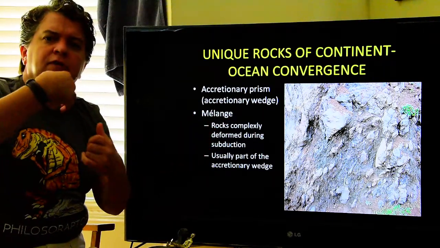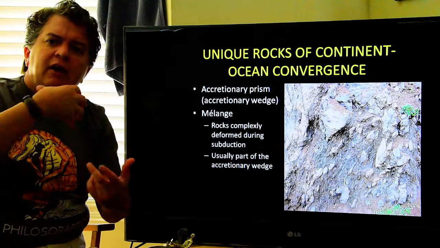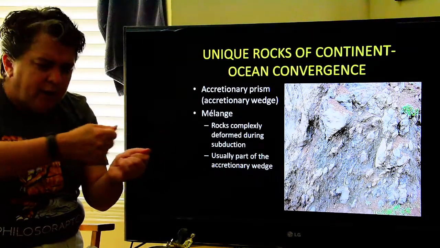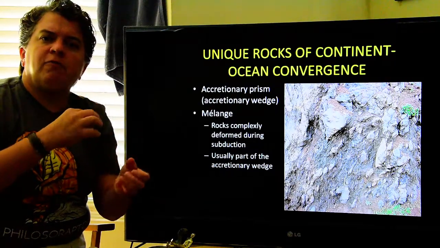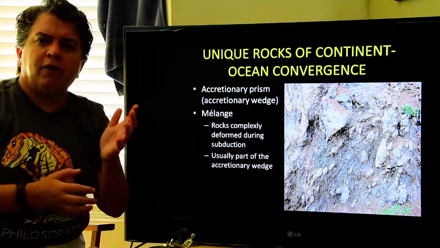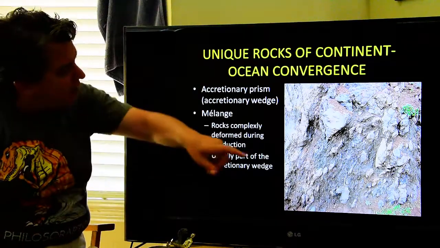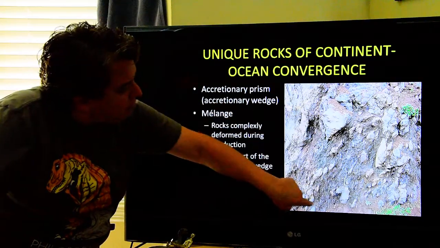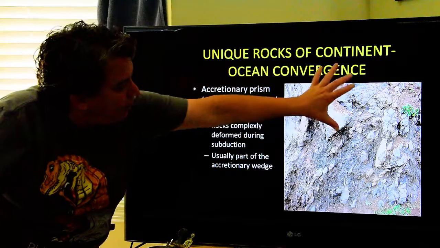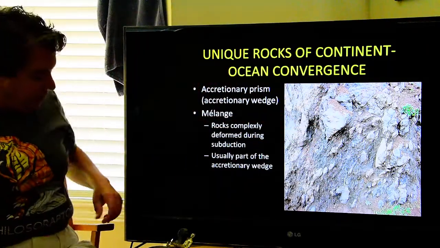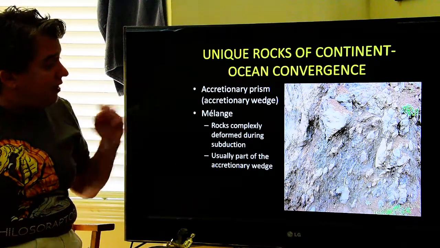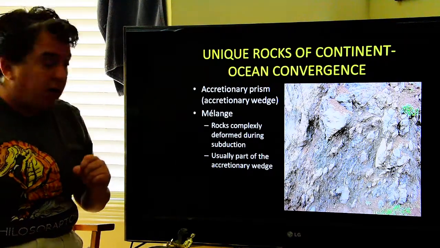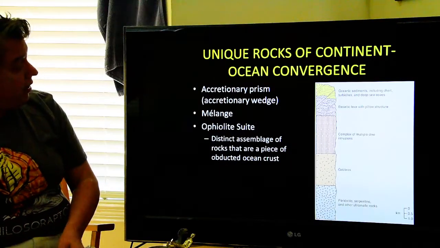But because of the forces involved in this subduction and when it got scraped up, things get very, very deformed, very metamorphosed and kind of churned up. And so we no longer see those nice layers of sediment. We just see this very kind of ground up rock right there. And that's our mélange, and that's very typical. It's usually part of the accretionary wedge.